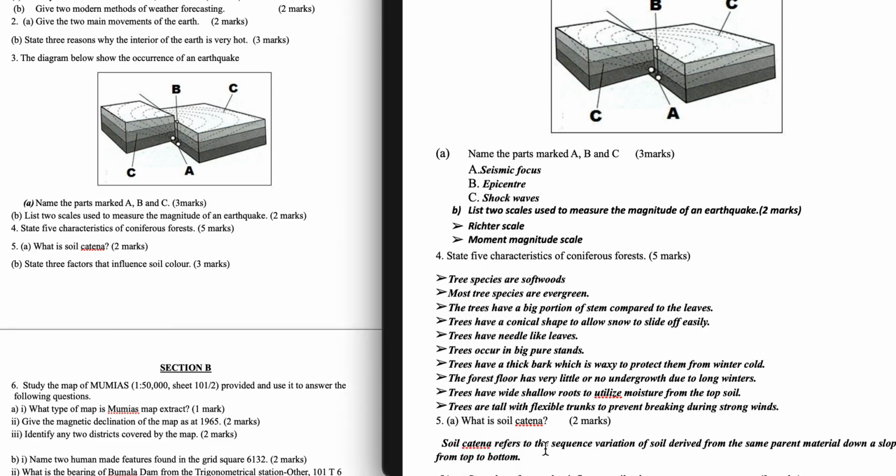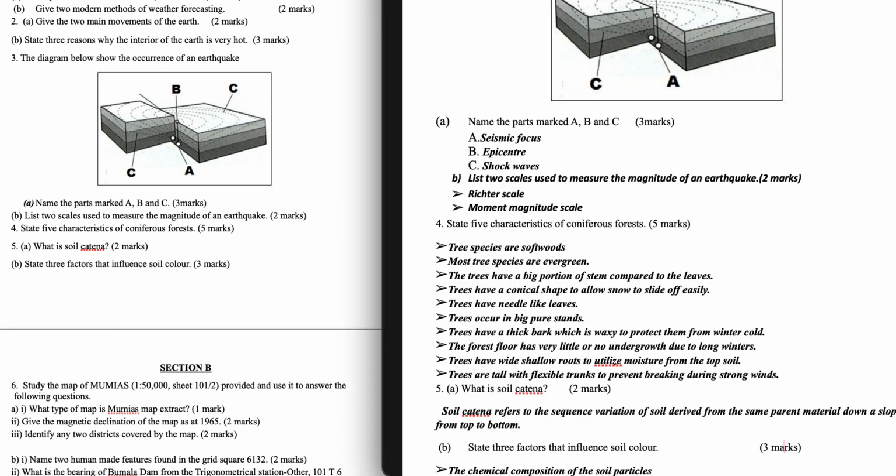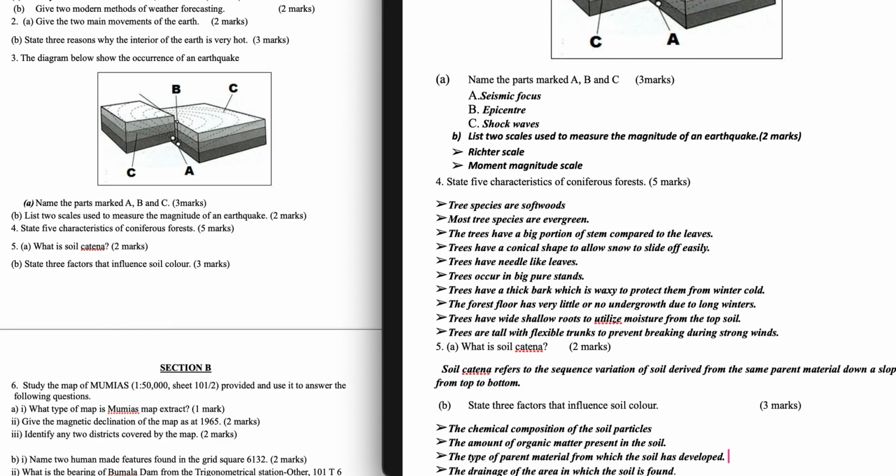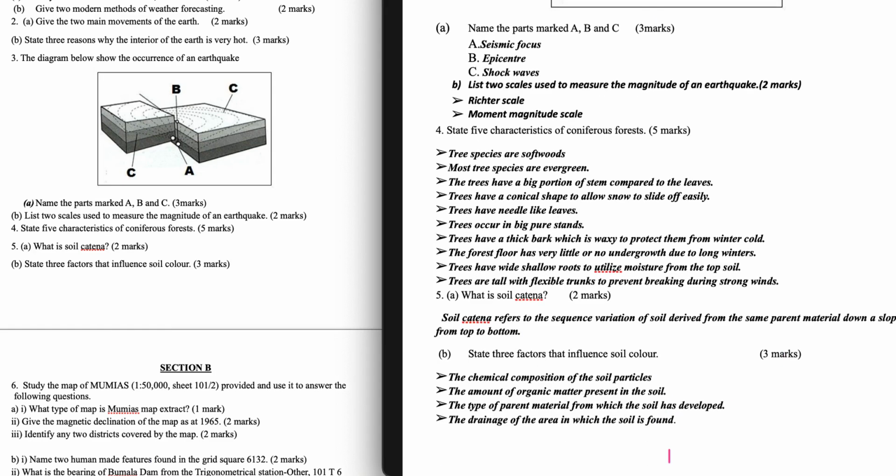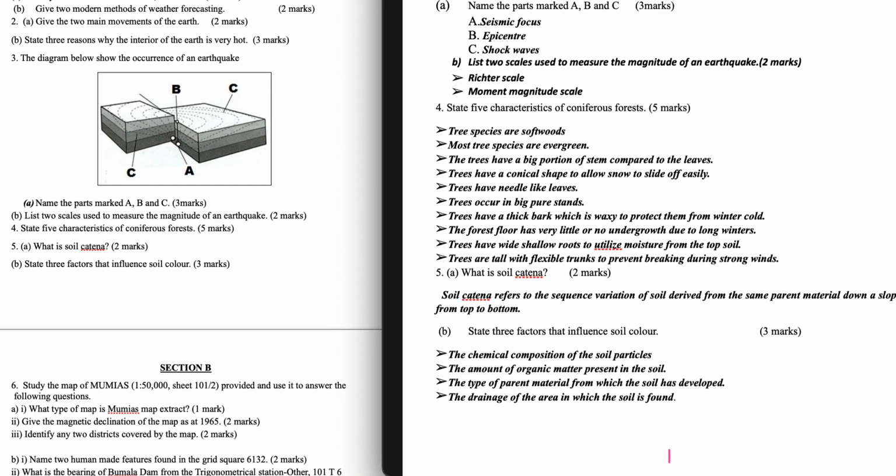Question 5b. State 3 factors that influence soil color. The chemical composition of the soil particles, the amount of organic matter present in soil, the type of parent material from which the soil has developed, the drainage of the area in which the soil is formed.